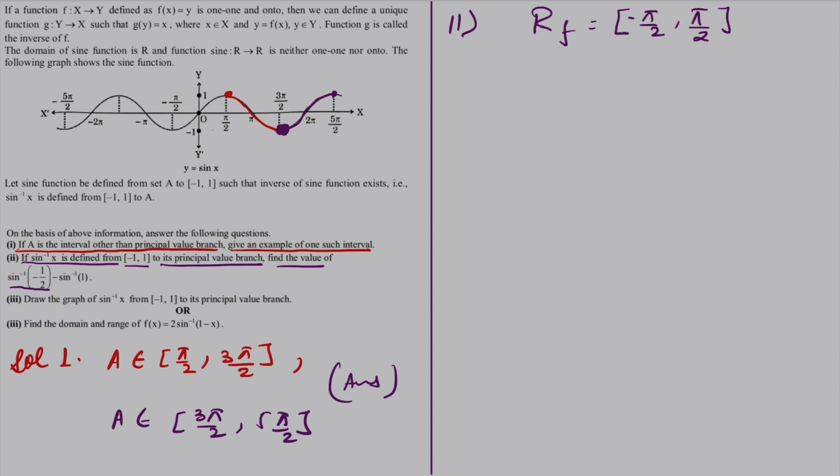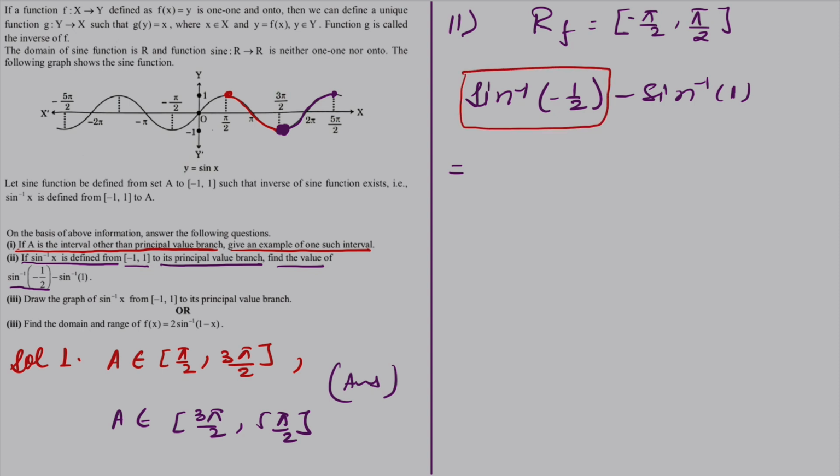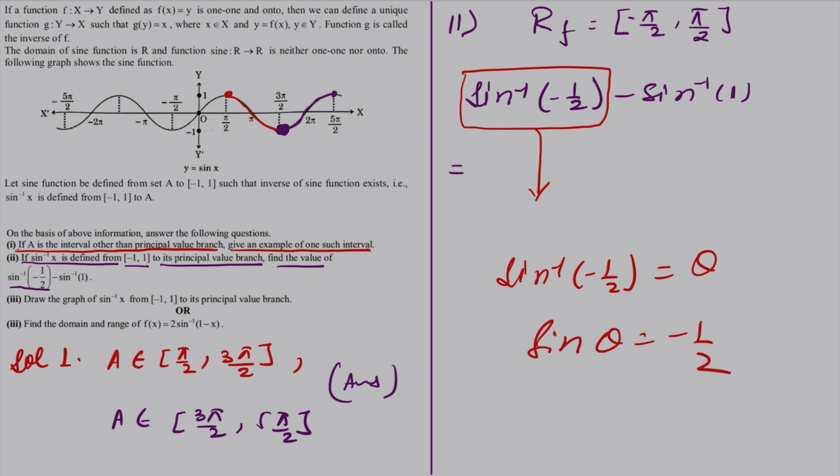Because in the question it is given that sine inverse x is defined to the principal value branch. Now we have to find the value of sine inverse minus 1 by 2 minus sine inverse 1. If you are not able to directly answer this value, then you can consider sine inverse minus 1 by 2 equals, let's say, theta.